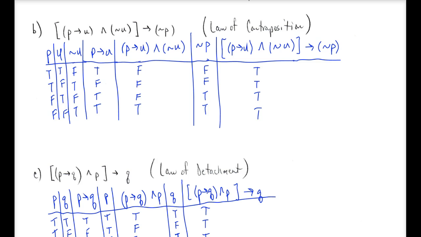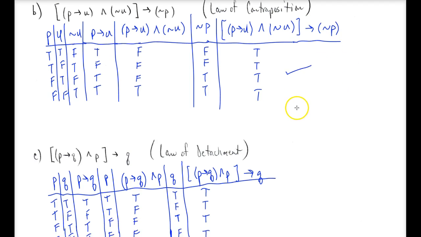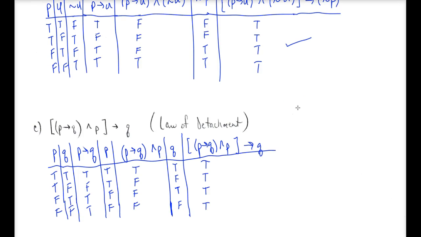All right, so for the law of contraposition, this is the corresponding truth table for that. And again, as you see in the last column, we have all T's there, meaning that all situations, all ways that we can structure this argument, whether P is true or false, end up being a valid argument. So with the law of detachment, we see that we have the same thing.